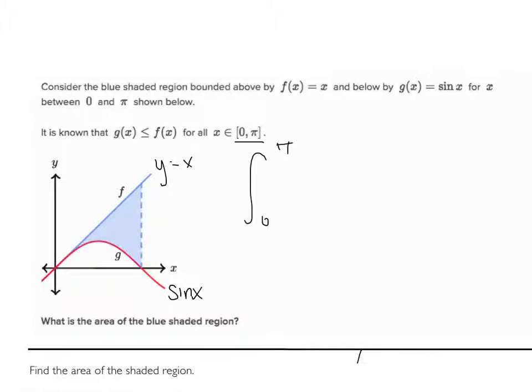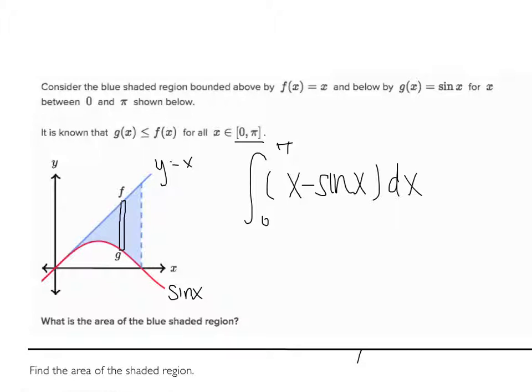I'm going to use a very thin rectangle to represent our height and our width. Our height is the difference between the two functions, f and g, so that will be x minus sine x. And our width is dx. And so the definite integral represents the infinite sum of all the areas of those rectangles. And we're going to evaluate our antiderivative.